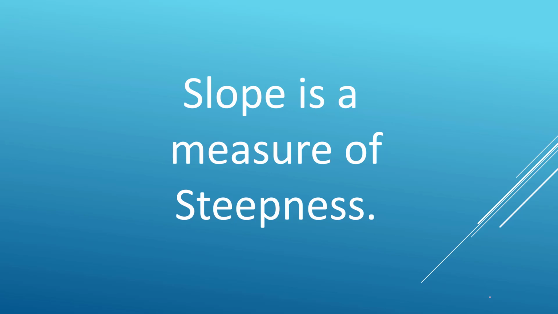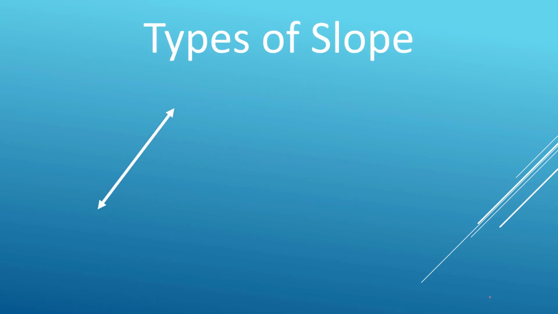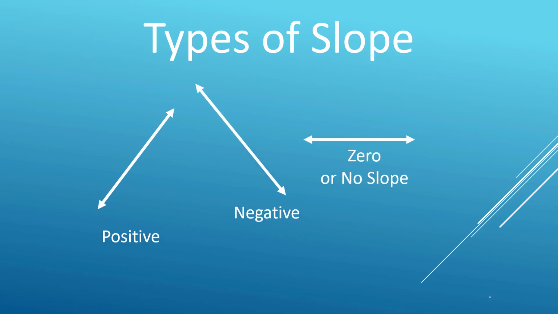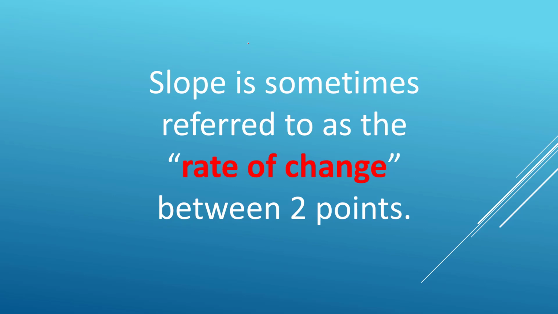Slope is a measure of the steepness of a line. There are types of slope. We have positive slope, negative slope, zero or no slope, and undefined slope. Notice with each of these, we're reading from left to right. So as we're moving from left to right on a coordinate plane, if the line is going up, it's positive. If the line is going down, it's negative. If the line is flat, it's zero or no slope. And if the line is vertical, it is undefined. It does not create a function. Slope is sometimes referred to as a rate of change between 2 points.